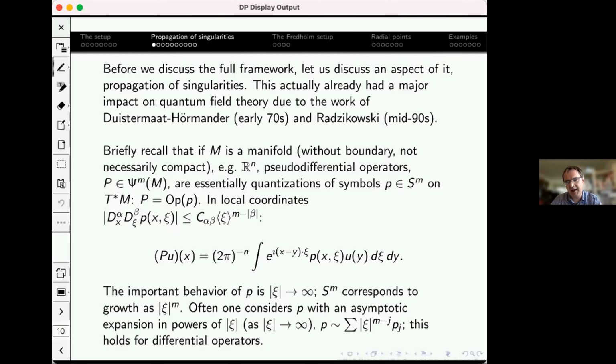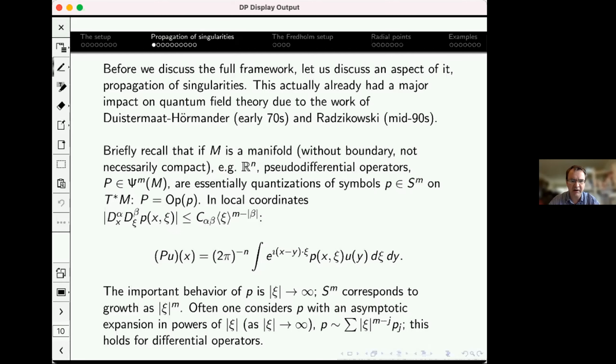If you start, slightly imprecisely, with a manifold, without boundary but not necessarily compact, for example R^n, then differential operators are just operators acting on some function spaces on the underlying manifold, say compactly supported C infinity functions or something like that. They're essentially quantizations of symbols on the cotangent space.